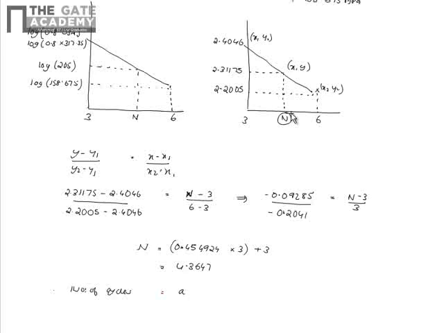Therefore, number of cycles is equal to antilog of 4.3647, that is nothing but 23,162 cycles.